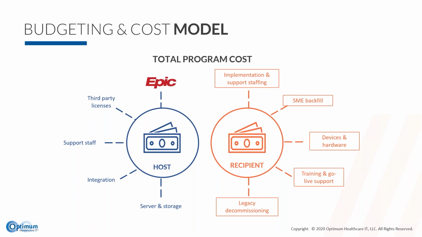Your Epic and third-party licenses, generally those will be fairly straightforward, and they'll be based on your number of users, providers, beds, etc. You might have to get your vendors involved. You'll certainly have to get Epic involved early on, but it's fairly easy to get down to a formula that you can then use on an ongoing basis.